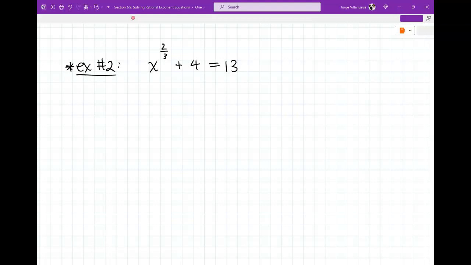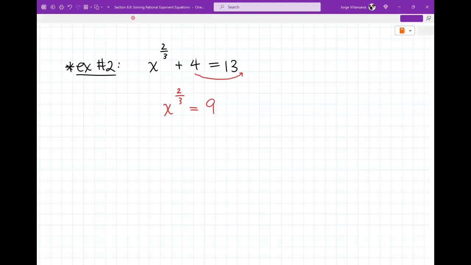Okay, x to the 2/3 plus 4 is equal to 13. So I got to get the x to the 2/3 by itself. That means I got to move the plus 4 over. So when I move the plus 4 over to this side, it becomes a minus 4, right? So this is x to the 2/3 equal to 13 minus 4. That's 9.